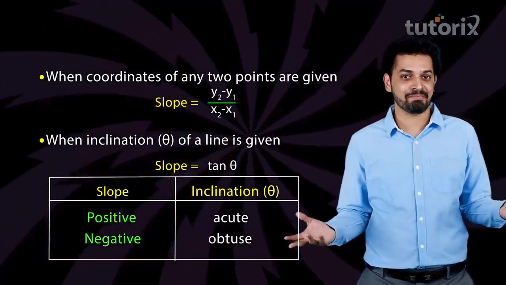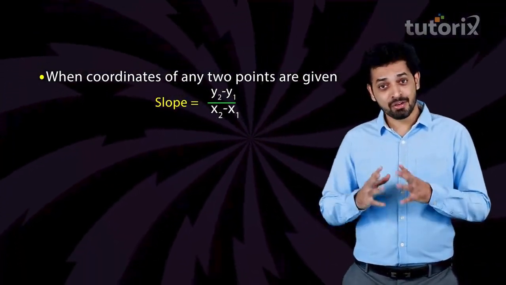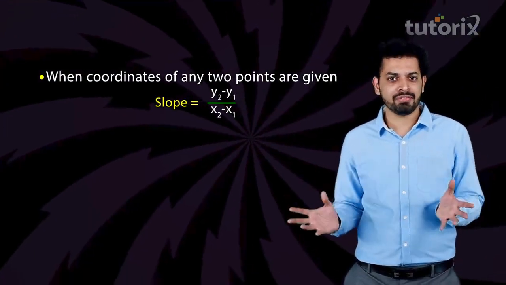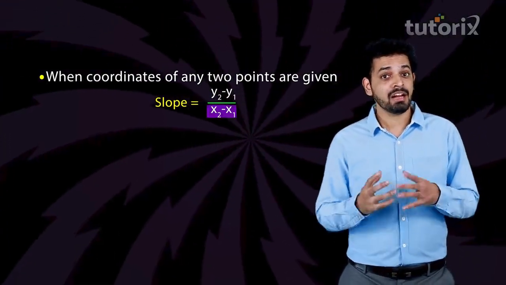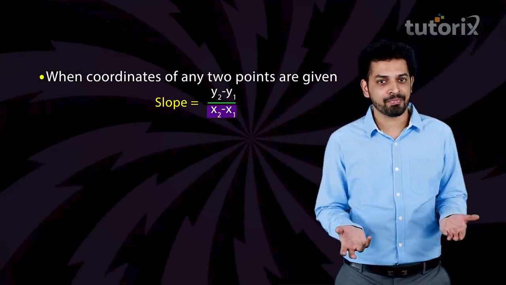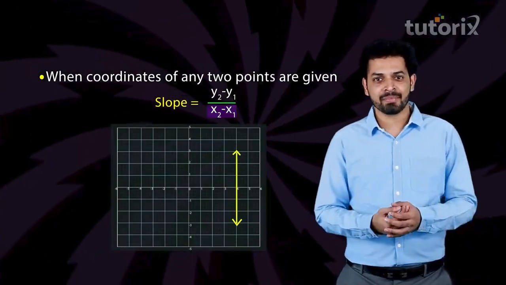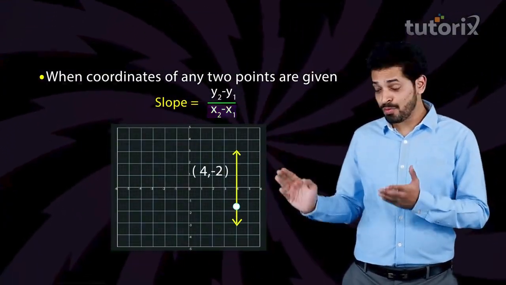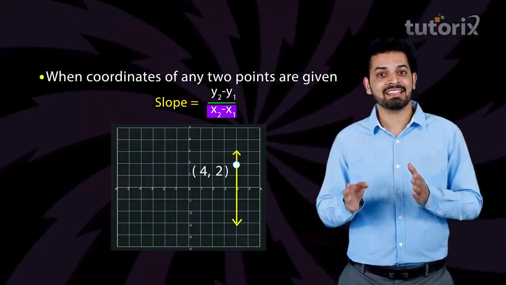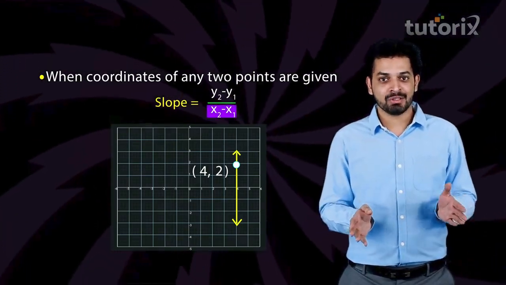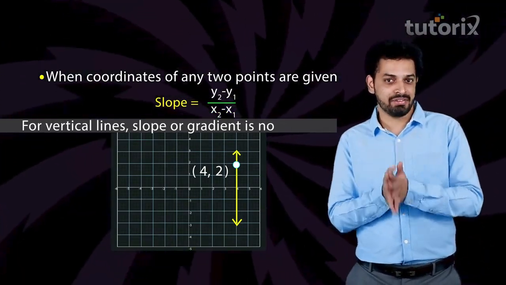Now from this algebraic definition of slope using the coordinates of any 2 points, we can observe that the slope is not defined, or it doesn't make sense when the denominator x2 minus x1 is 0. That means the change in x coordinates is 0. When do you think this will happen? Well, when the line is vertical, right? Now you can see that when a line is vertical, as you move along the line, the y coordinate is changing, but the x coordinate is constant, and hence the change in x coordinates is 0. So that means for vertical lines, the slope or the gradient is not defined.